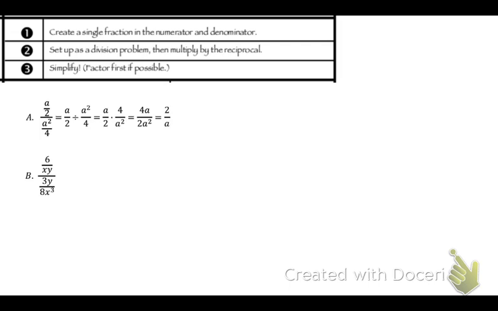Okay, let's do this one. So 6 over xy over 3y over 8x cubed. Let's rewrite it as a division problem. That is the first thing you should do every single time. Rewrite it as a division problem. Then we're going to flip that second fraction and multiply. So you get 48x cubed over 3xy squared, which reduces to 16x squared over y squared.